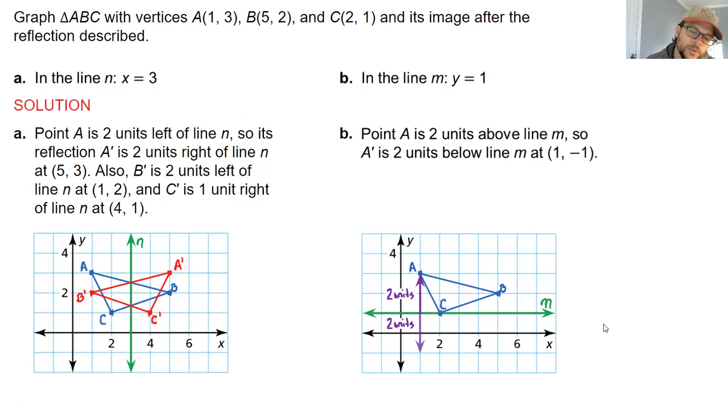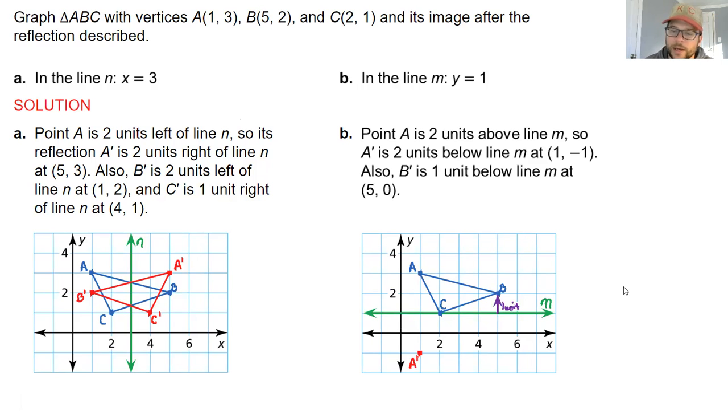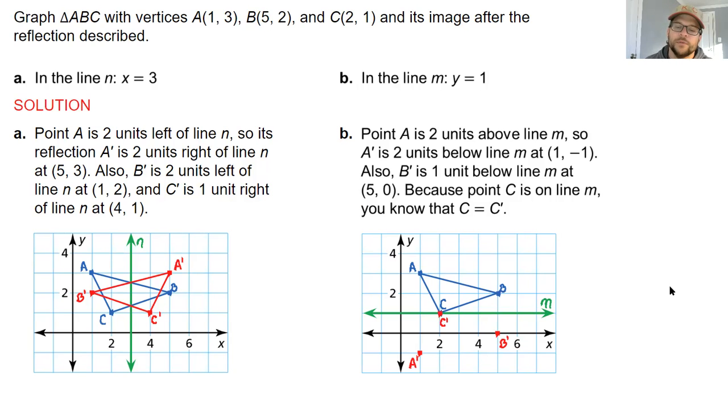So A is 2 units away. We're going to count 2 more units, and there's our new A image. B is 1 unit away, so we're going to count 1 more unit past, and there's our new B. C is already on the line, so C is going to stay on that line of reflection as our new C image. Connect those points, and that is the reflected image ABC over the line y equals 1.